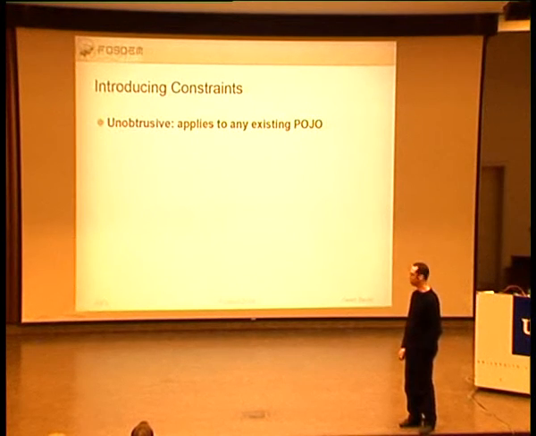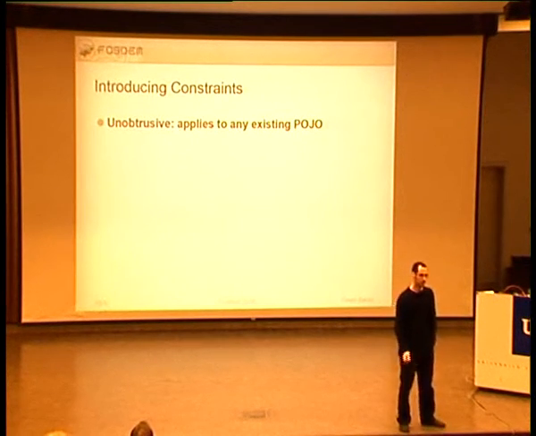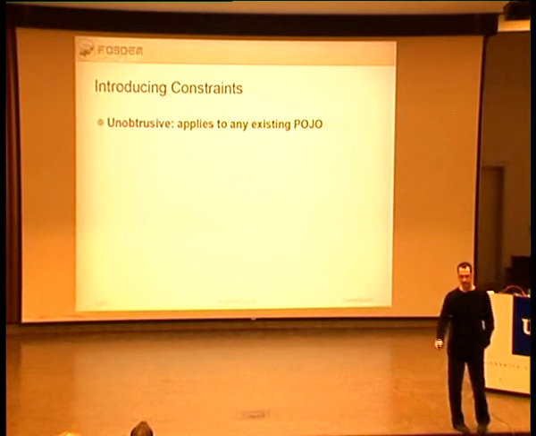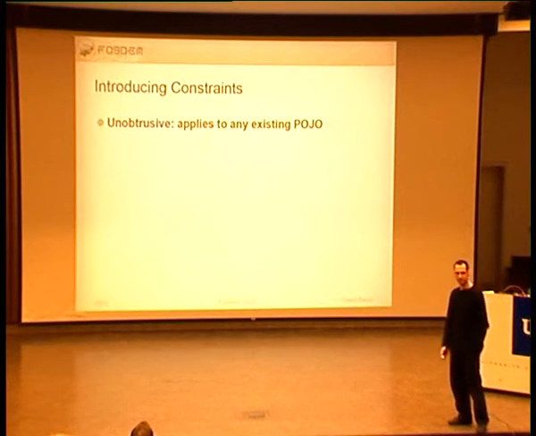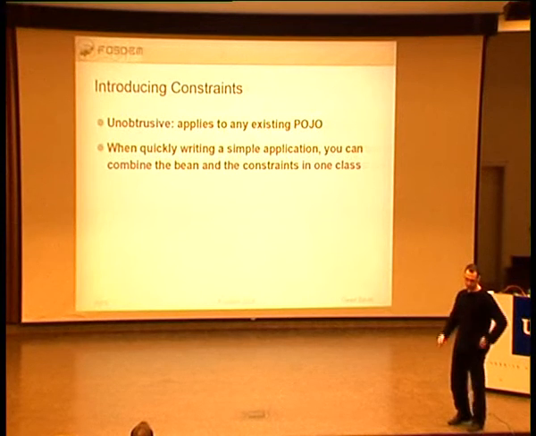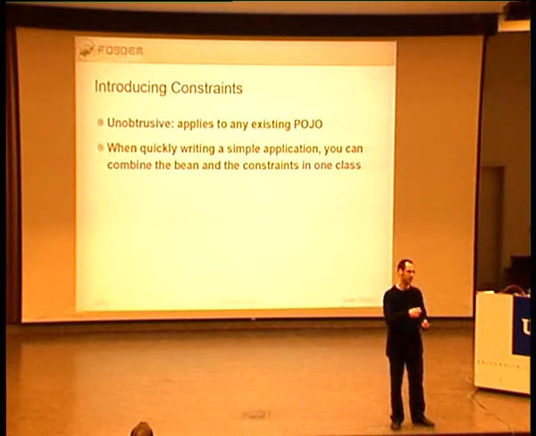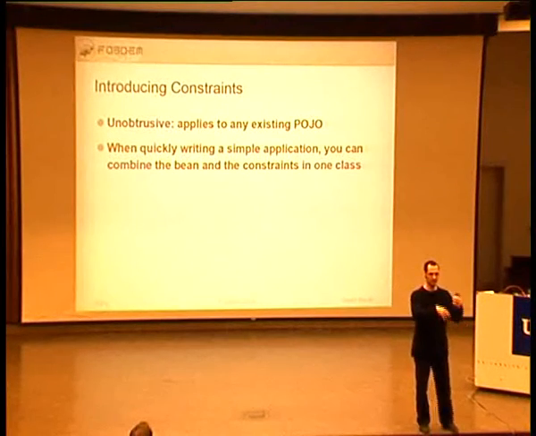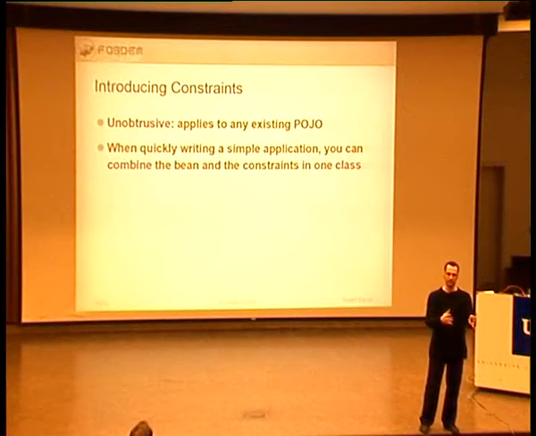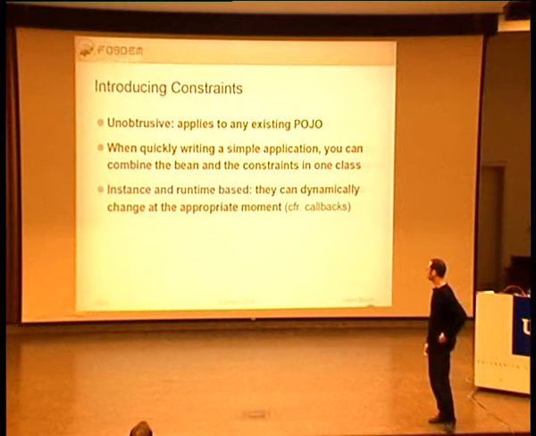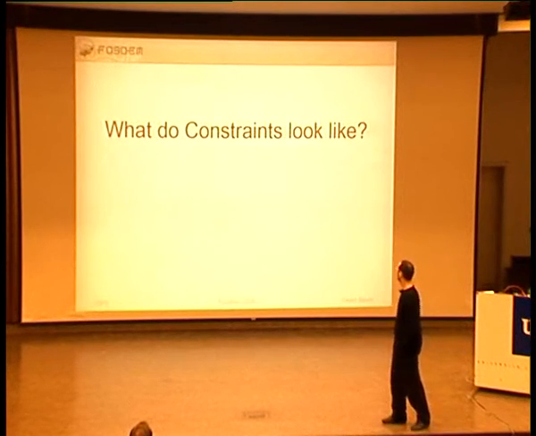So they're unobtrusive, they're totally decoupled. You can add them to anything already existing, even if you like to. But if you quickly write some code, you write a quick application, you could just extend the metadata class, use that as your domain model, and then add some properties and do it right there without having two classes. It's instance and runtime based.